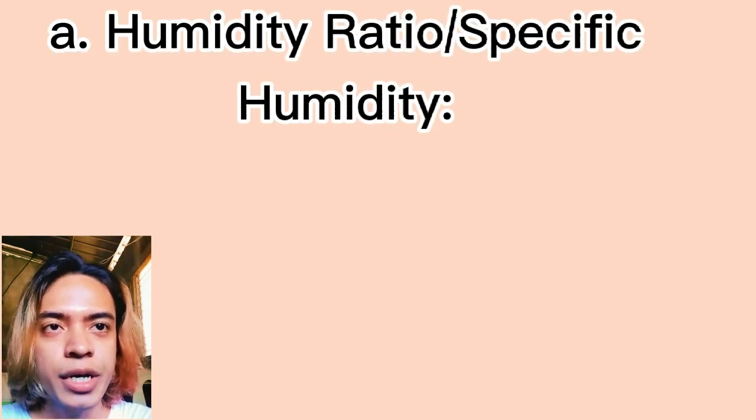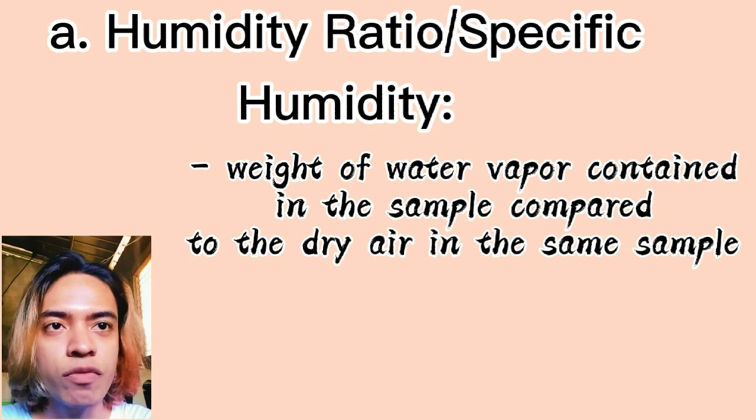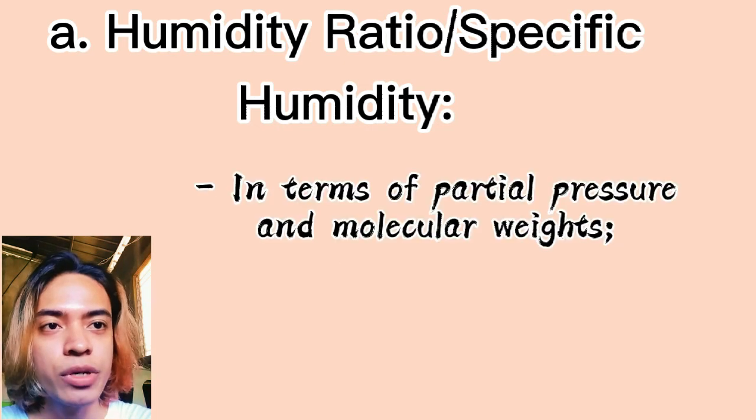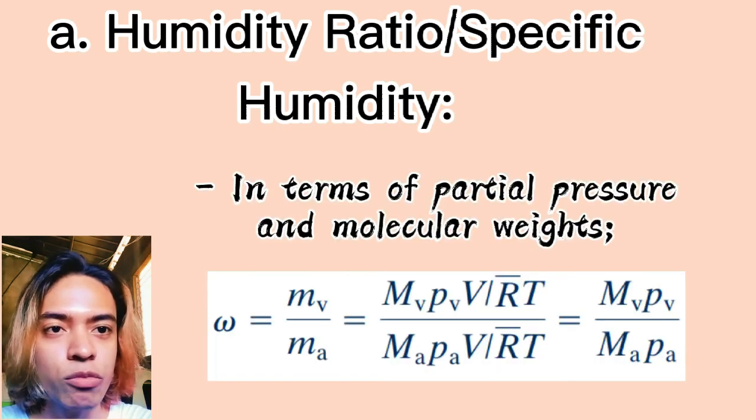Okay, number 6. A. What is a humidity ratio? The specific humidity or humidity ratio of an air sample is the ratio of the weight of water vapor contained in the sample compared to the weight of the dry air in the same sample. Or, humidity ratio omega is equal to mv over ma. It can also be expressed in terms of partial pressure and molecular weights and will be simplified with this formula.